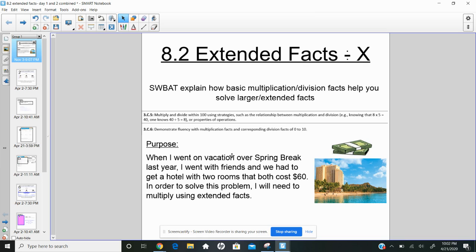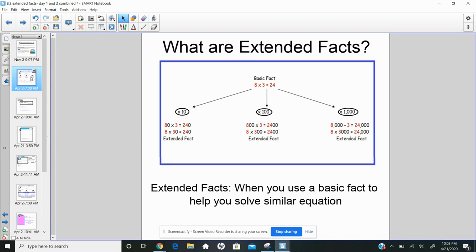Like when I went on vacation last spring break last year, I went with friends and we had to get 2 different rooms, and each room cost $60. And so I might know 2 times 6, but I don't know 2 times 60. So today's lesson would help me be able to solve this problem with solving multiplying facts with extended facts. And so what is an extended fact?